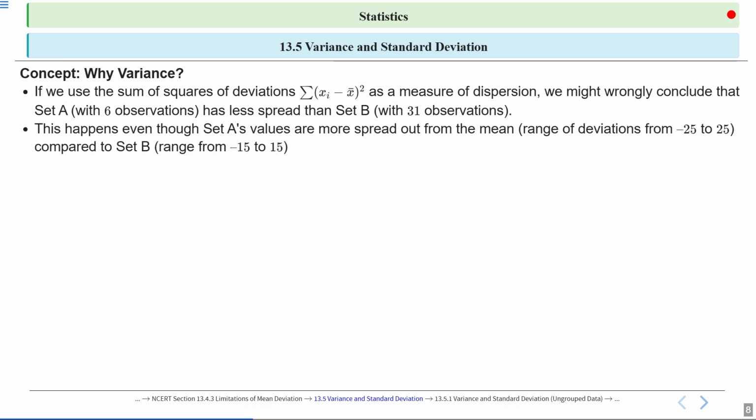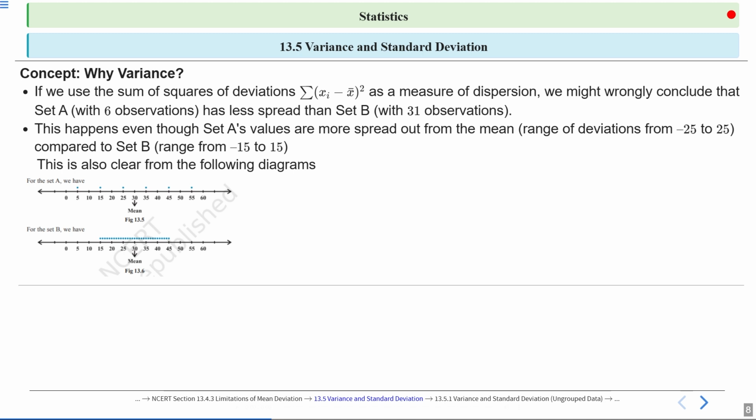This confusion happens because set A actually has values that are more spread out from the mean, with deviations ranging from -25 to 25. In contrast, set B's deviations only range from -15 to 15. So even though set A's values are more extreme, the sum of the squares might not reflect that if we don't account for the number of observations. This is also clear from the following diagrams.